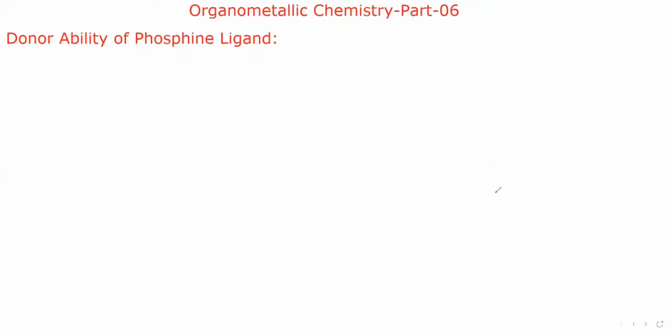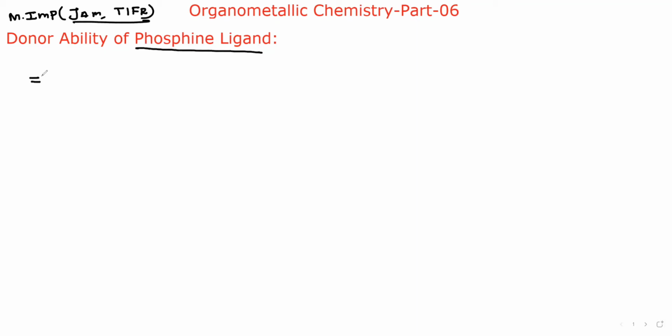Today we are going to discuss organometallic part 6. In part 6, we are going to discuss the donorability of phosphine. Please note this very important topic. It is the most important topic for JAM as well as the TIFR exam. A question has already been asked based on this phosphine ligand.